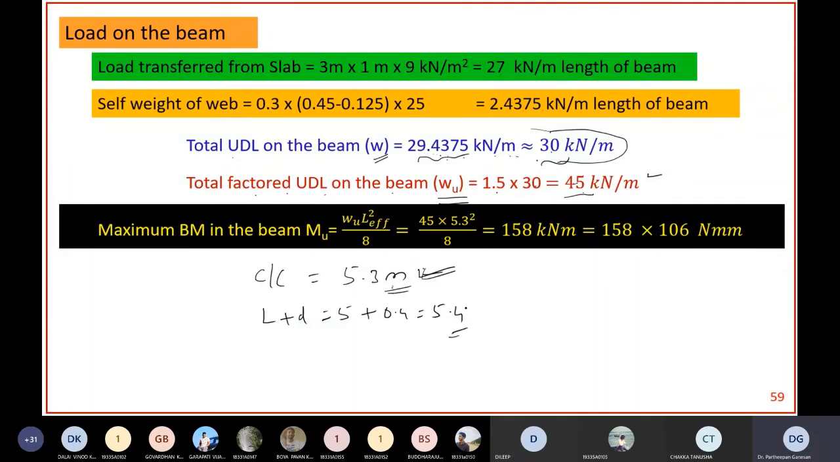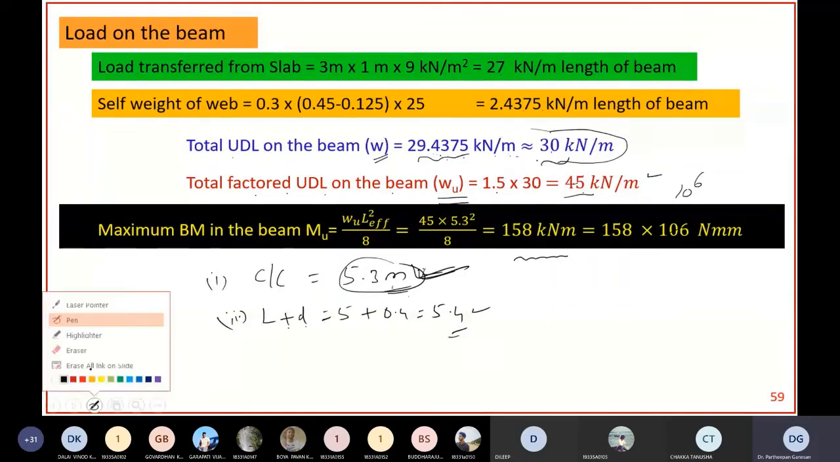These are the two cases. Center to center of support is 5.3. L plus small d is 5.4. Least of these is 5.3. That's what we have taken in our earlier problems also, and here also. That is coming out to be 158 kilonewton meters. This should be 158 into 10 power 6 Newton millimeters. Okay. So this is 10 power 6. 158 into 10 power 6 Newton millimeters.